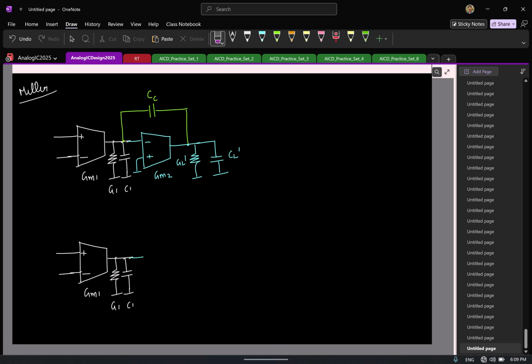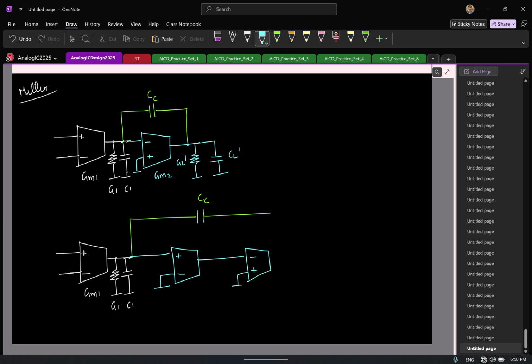I'll keep the same color coding. So this is the first stage. This is the Miller capacitor for this. Now the thought process is I'm going to replace this fellow by another two-stage Miller OTA. I'll draw in the same color so that it's clear. So this is, let us say, the first stage. Maybe I'll give more space. And the second stage. Let me call this GM2 and GM3. So this is basically GL prime and CL prime. And here you have another conductance and capacitance.